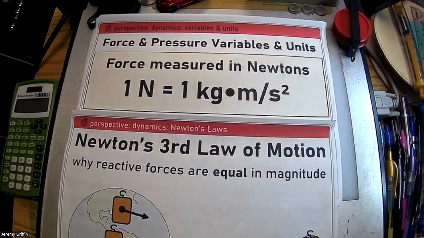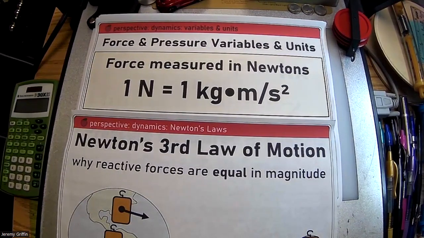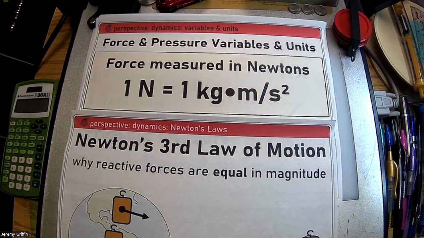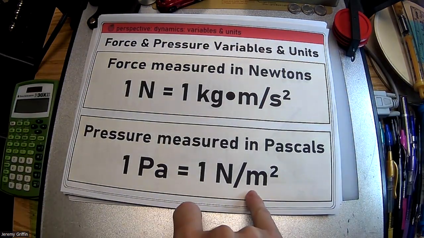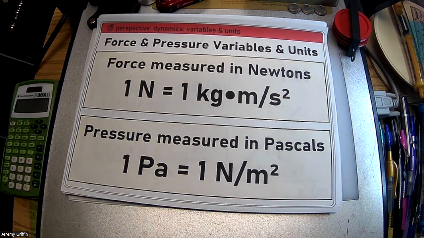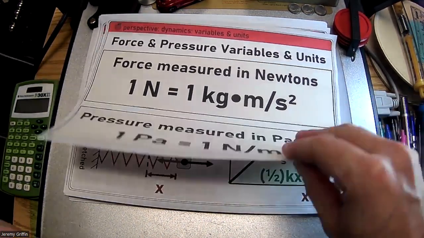How about this? How do you measure pressure in this class? Pascals, right? There's other ways too. You can do atmospheres, you can do psi, but in this class, Pascal, because that's the metric unit. 1 Pascal is equal to 1 what per what? Newton per meter squared, right? Because it's a force per unit area. So there's some force spread out over some area.